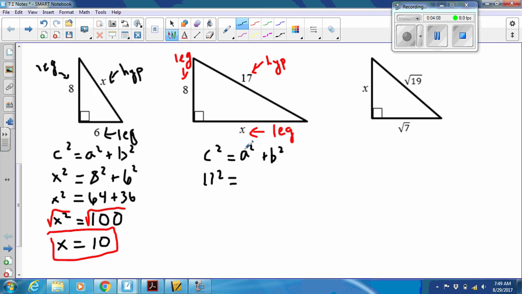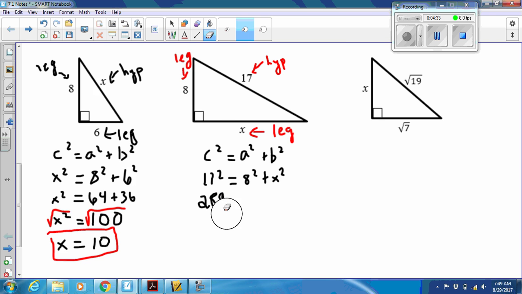Now remember, a is just one of the legs. You can pick any leg you want. So I'm going to pick our 8 for that. So I'm going to do 8 squared, and then plus x squared, which is our other leg. Now I have to calculate 17 squared. That should be about 289. Okay, that's an 8 right there.